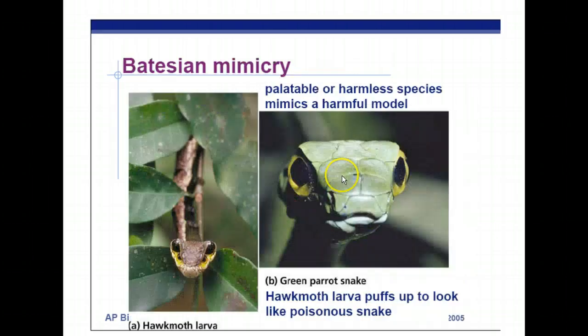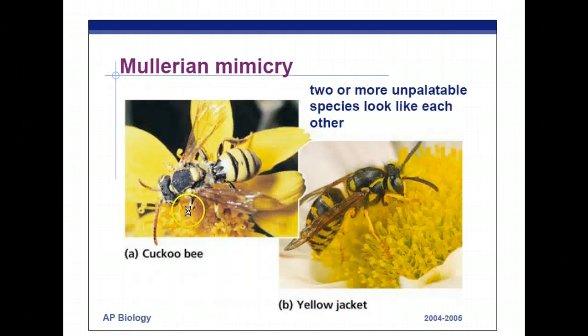Batesian mimicry is where one organism mimics something that's dangerous, but the one that's mimicking is not dangerous. This hawkmoth larva is very delicious to birds. However, because its back end kind of looks like a snake, birds avoid it. That's an example of mimicry, something harmless that looks harmful. Think of it as a Nerf bat. Nerf bats look dangerous, but they're not, just like this hawkmoth larva.